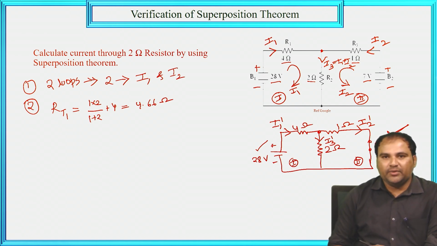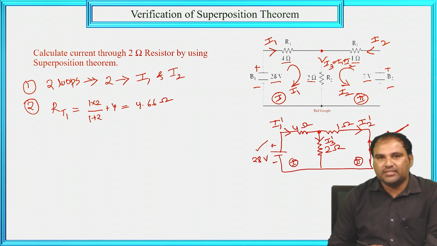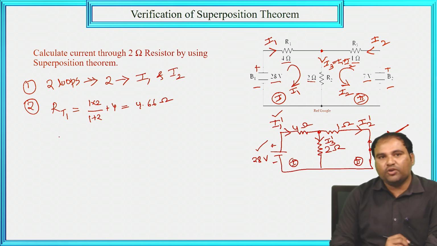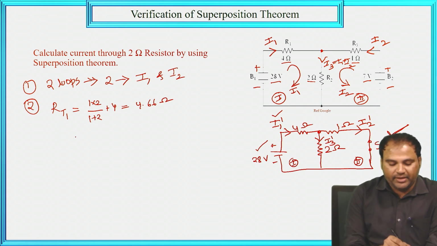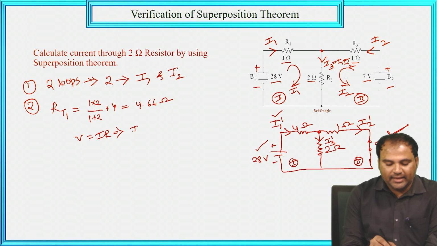Now in this circuit we have the total current. The total current of the circuit is I1 dash, so now we have to find I1 dash. According to Ohm's law, V equals I into R, so from this, current I equals V divided by R.